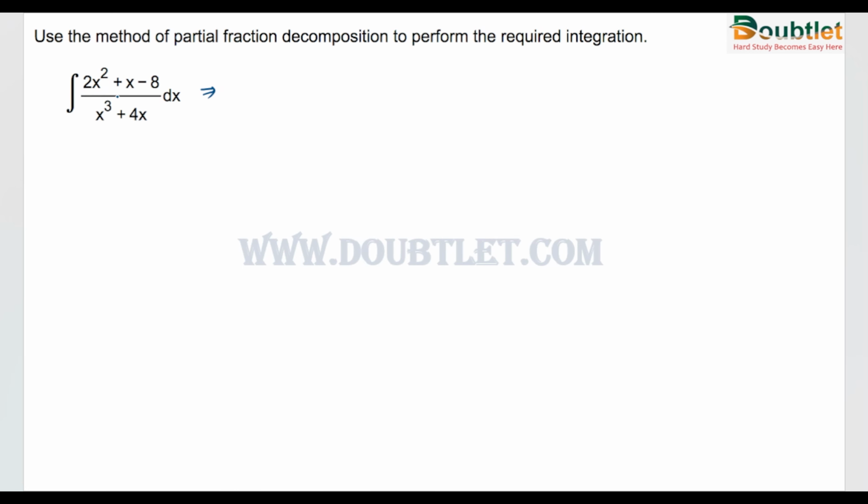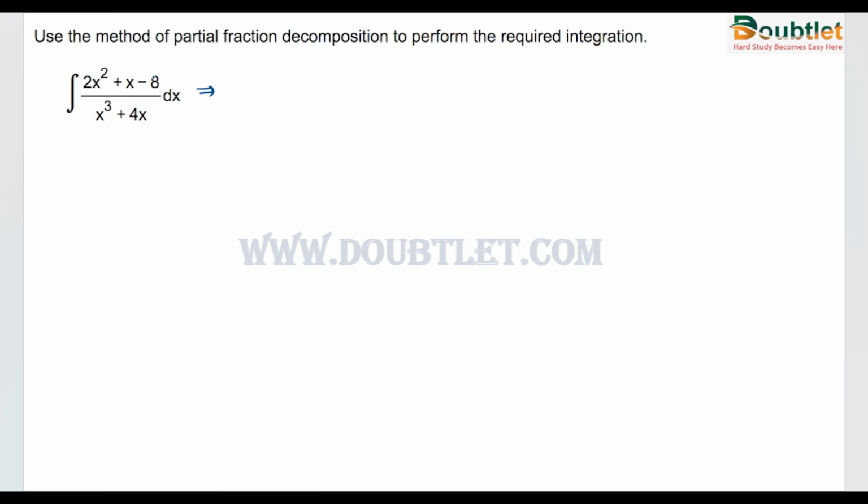a polynomial is there in the numerator and a polynomial is there in the denominator, and if the power of the numerator, which is 2, is less than the power of the denominator, which is 3, then we will use the partial fraction method to solve that type of integration. So this is a type of integration, but here it is mentioned in the question, so we will use this.